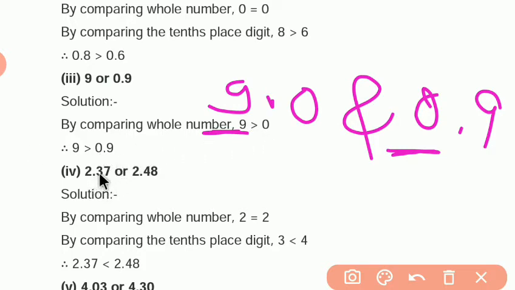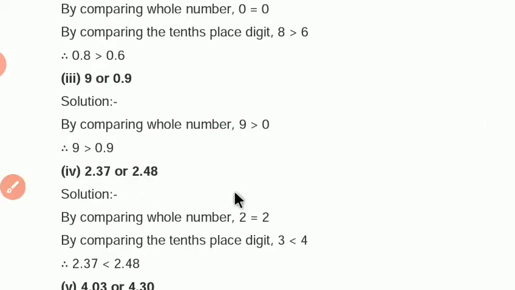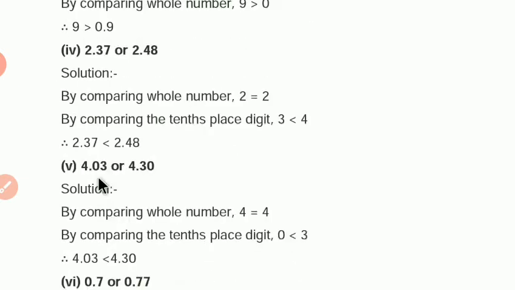Fourth one, 2.37, 2.48. Again, same procedure. First we'll compare the whole number. Whole number means the first part before the decimal. Both are having 2, which means both are equal. Now we'll compare its 10th place digit, which means 3 and 4. So 4 is greater than 3. It means 2.48 is greater than 2.37.